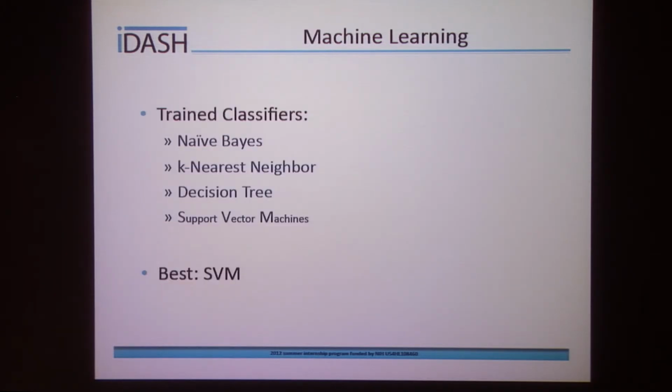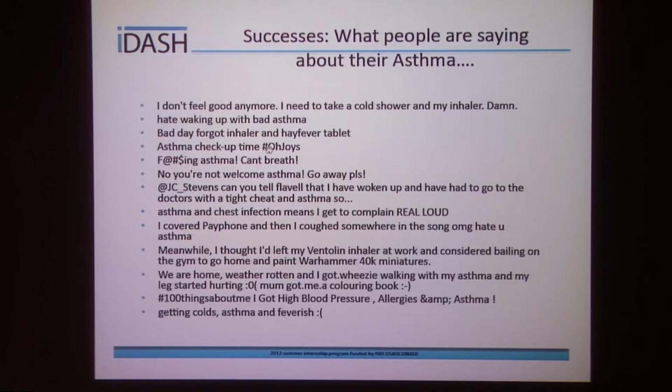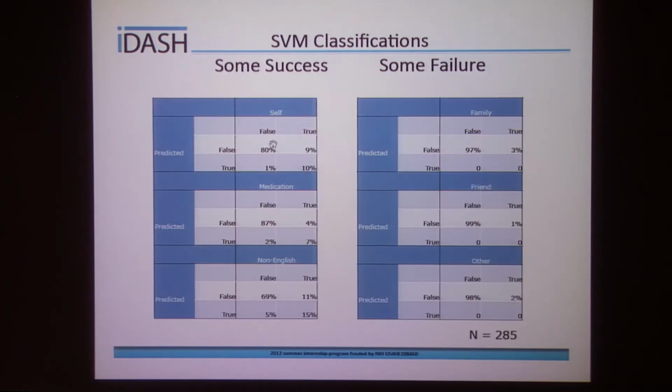And then we use chi-squared to extract overrepresented terms, as well as significant metadata by class using the fselector package. And then we use the features that we've extracted to train machine learning classifiers. We trained a variety of them, including naive Bayes, k-nearest neighbor, decision tree, and support vector machines. And as often happens, SVM turned out to be the best of these algorithms. And we can see that we've actually had some successes. So in the self category, we have successfully eliminated 80% of the tweets, which are just noise.